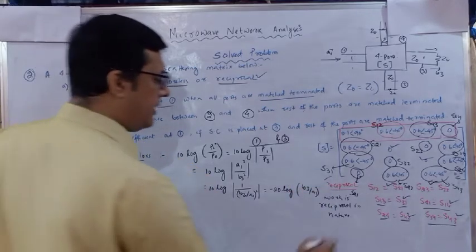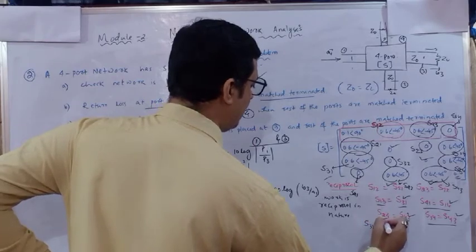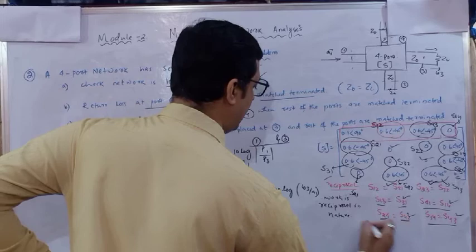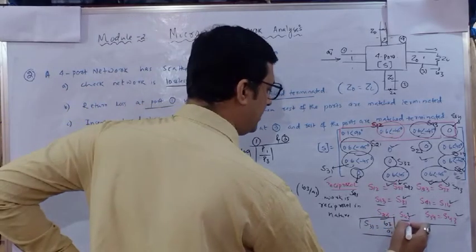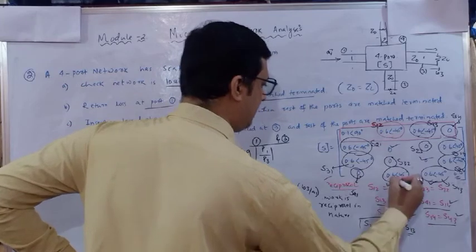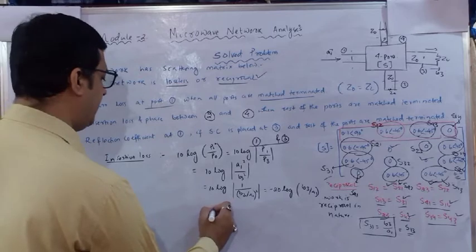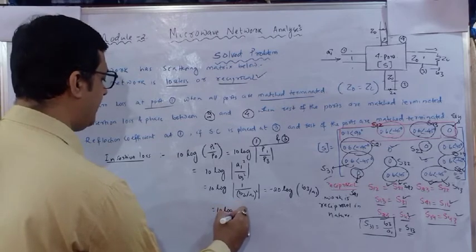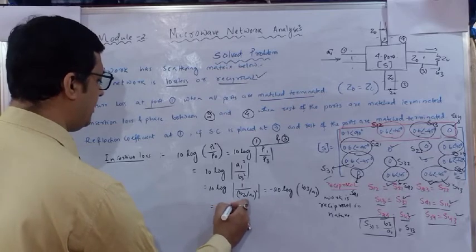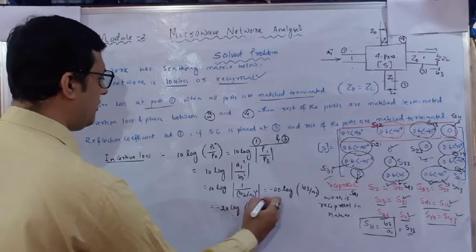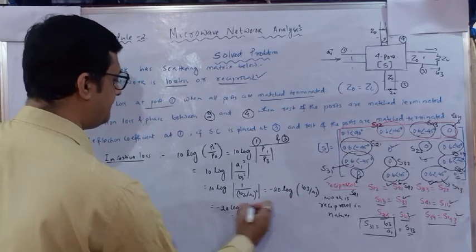Now what is B3 by A1? It is S31. Now if S31 is there, then this must be equal to S13 because we have seen that it is a reciprocal network. So in place of this, I can write minus 20 log of mod of S13.